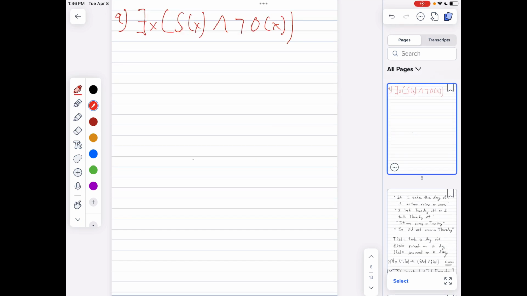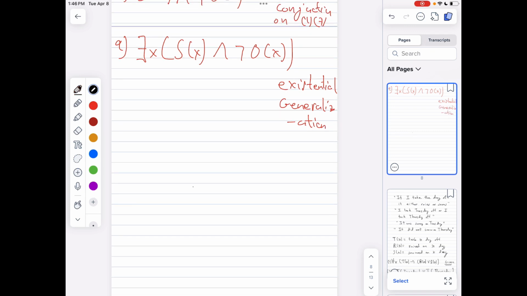Existential generalization. I misspelled that, but oh well. Doing math, not English here. And then finally, yeah, so we're done.